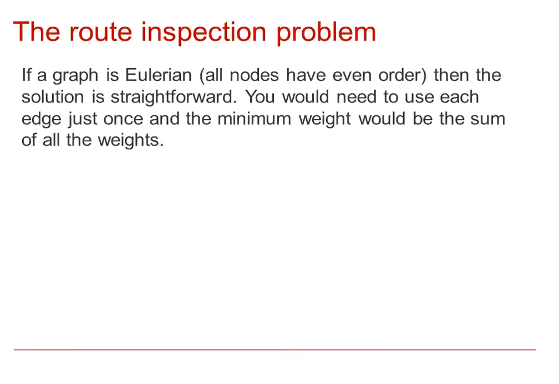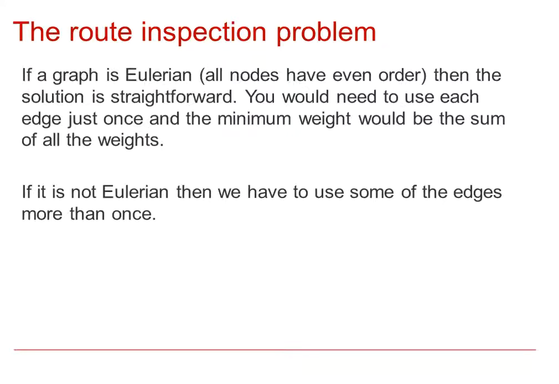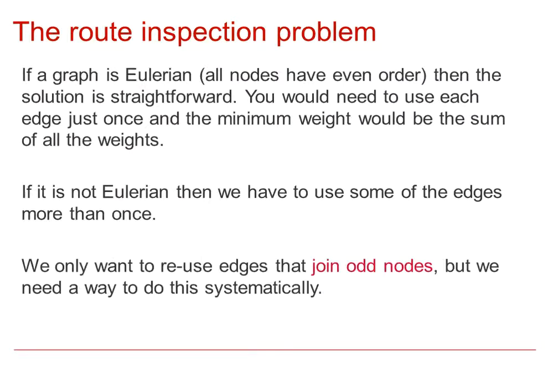So if a graph is Eulerian, in other words, if all the nodes have even order, then the solution is straightforward. You would simply need to use each edge once and the minimum weight would be the sum of all of the weighted edges. However, if it is not Eulerian, then we have to use some of the edges more than once. We only want to reuse edges that join odd nodes, but we need a way to do this systematically, and that is achieved with the route inspection algorithm.